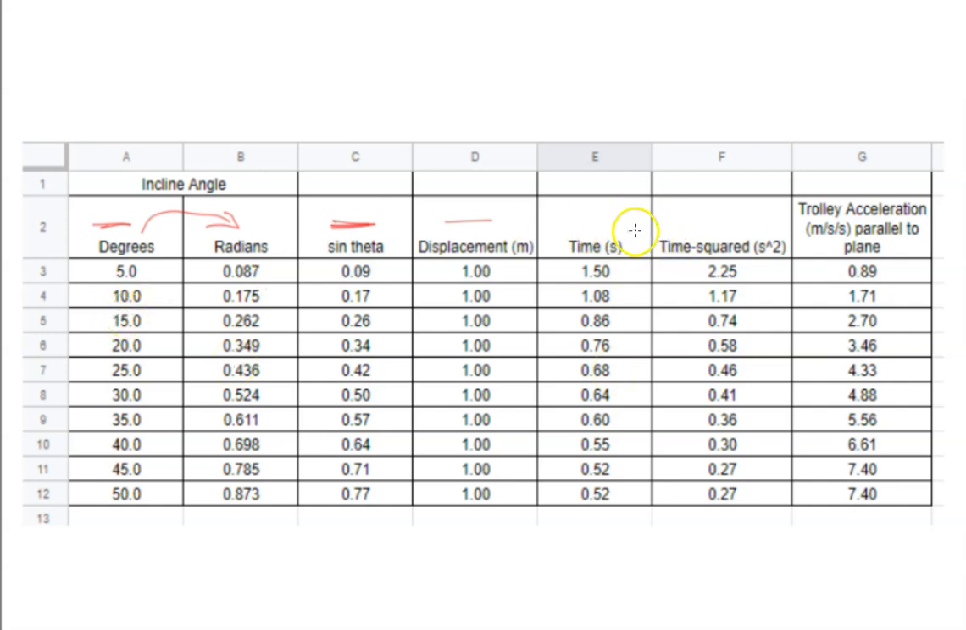We're going to determine the time it takes to run that distance or displacement. This calculates the time squared, so it takes the square of the time. And then we've got our acceleration, which according to the equation I just showed you, so this is parallel acceleration, will be 2 times the displacement over t squared. So that formula is in here.